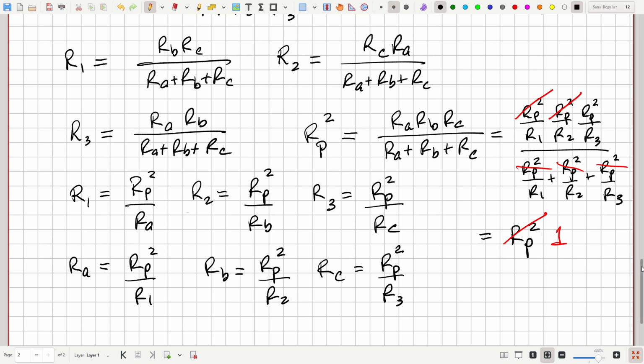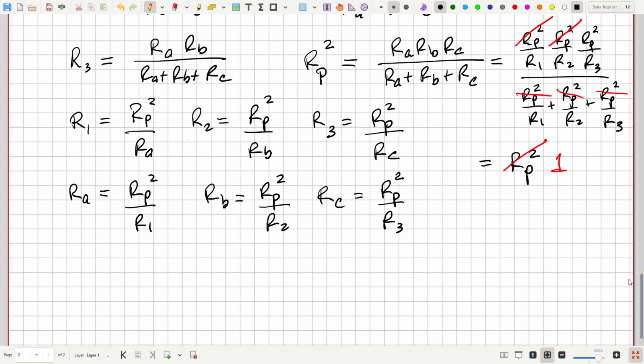And then from that, well, let's just multiply through here by 1 over R1 plus 1 over R2 plus 1 over R3, and then multiply by R1, R2, R3, and then that leaves RP squared is equal to, and here's what the expression is then, RP squared is equal to R1, R2, R3 times 1 over R1 plus 1 over R2 plus 1 over R3.